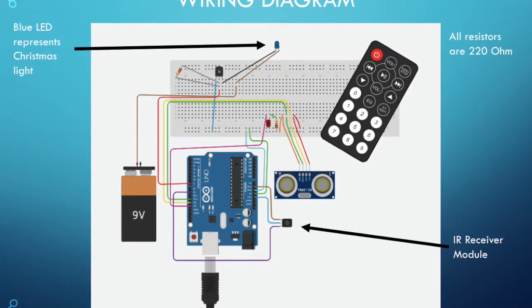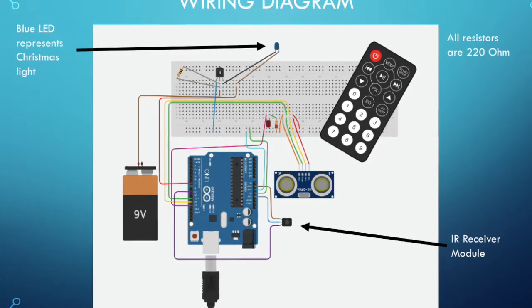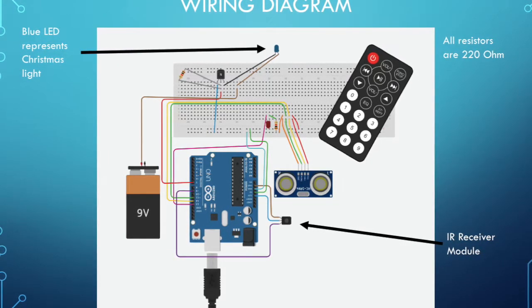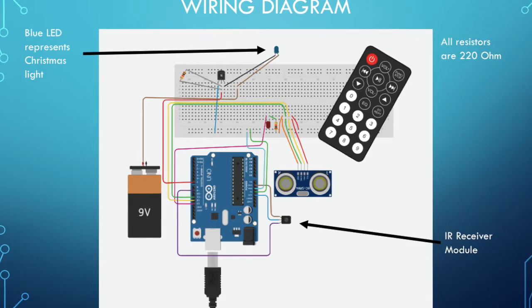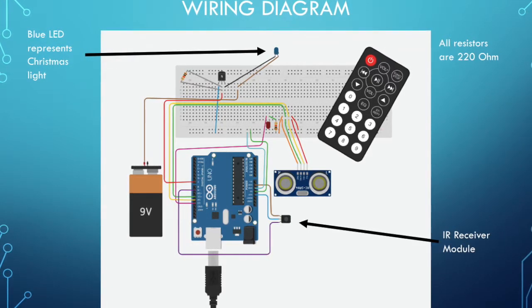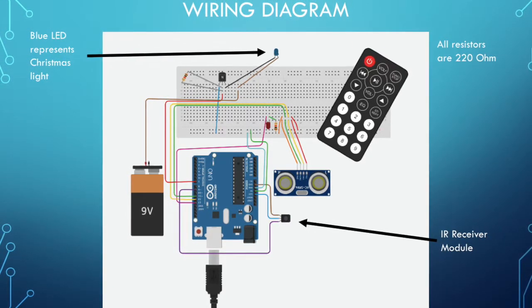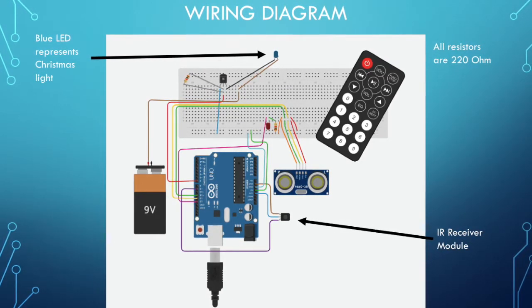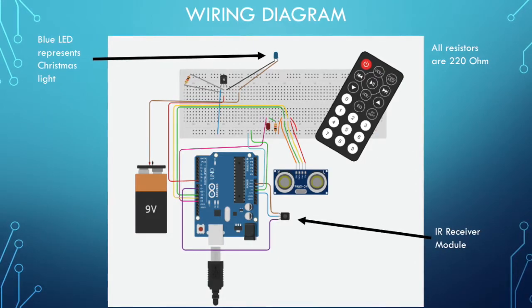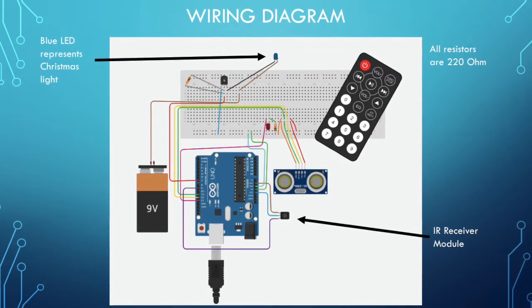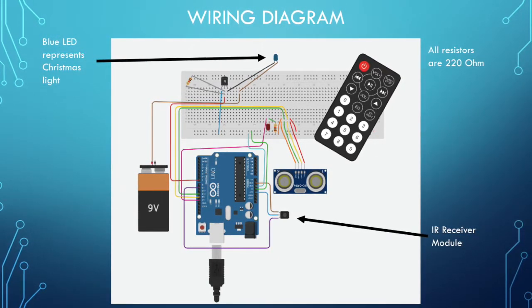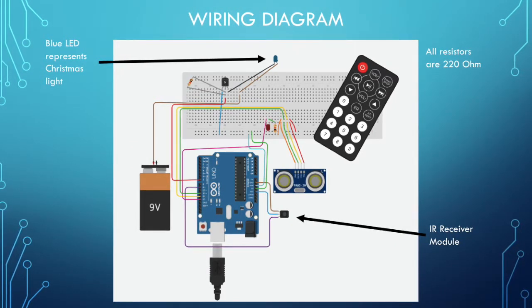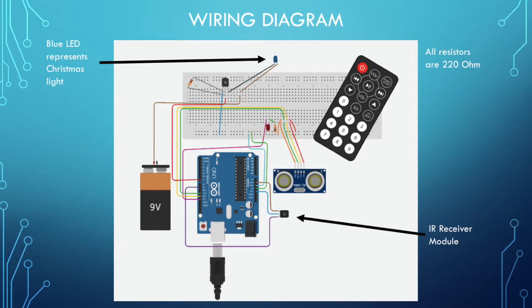ohms. I have the ultrasonic sensor hooked up and the IR receiver module. And then as for the Christmas light, it uses a transistor. So the transistor, the center part of it goes through a 220 ohm resistor and then to the Arduino. And then the positive side of my Christmas light is attached to a 9-volt battery, and the negative side is attached to the transistor. And then the other side of the transistor is just grounded.